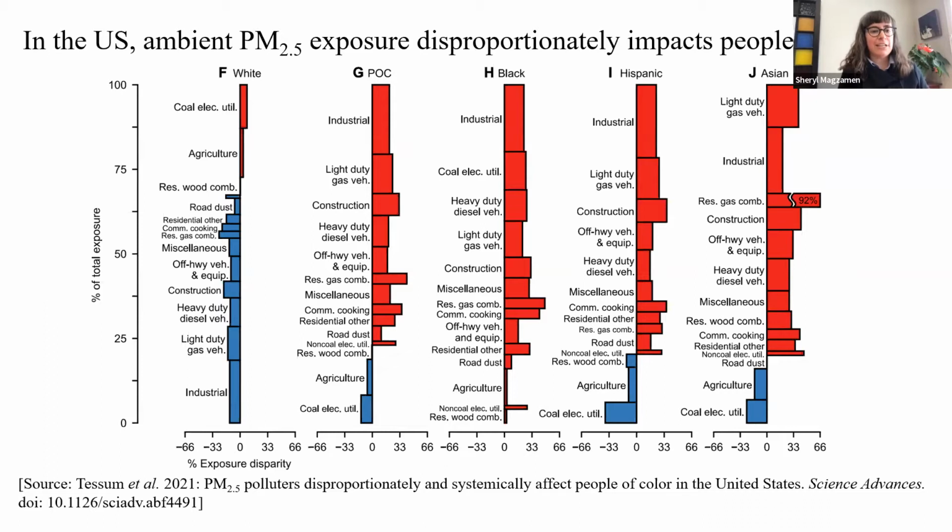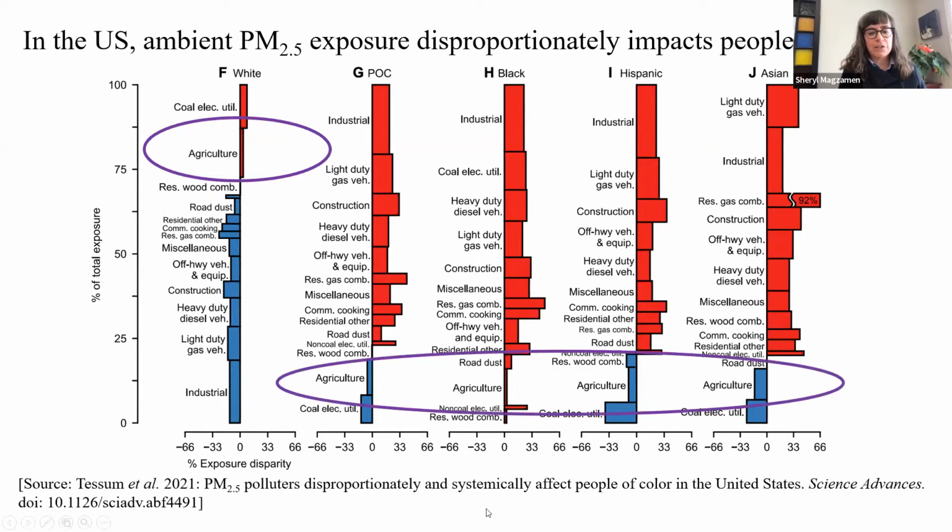And I want to draw your attention to agricultural burns specifically, or PM 2.5 from agricultural emissions. And Alex, can you highlight the circles? Perfect. So we see that white populations have a slight disparity in having more exposure to PM 2.5 from agriculture compared to communities of people of color. However, there's quite a bit of heterogeneity in exposure among people of color. And Alex, can you highlight the other circle, please?